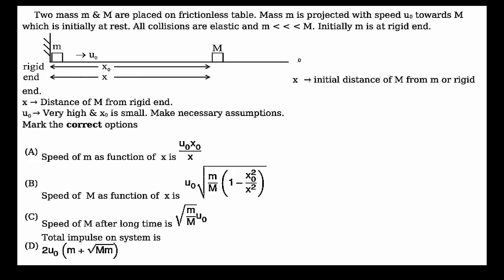So we need to check the speed of small m as a function of x, the speed of capital M as a function of x, the speed of capital M after a long time, and then the total impulse on the system.